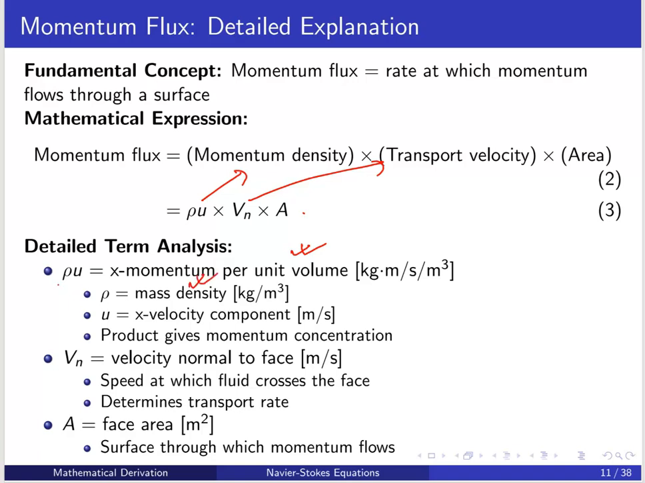So here is the detailed term analysis. ρu is x momentum per unit volume, rho is nothing but mass density, u is the x velocity component. So the product gives momentum concentration or momentum density, and Vn is the velocity normal to the face, the speed at which fluid crosses the face, that determines the transport rate, and A is the face area, the surface through which momentum flows.